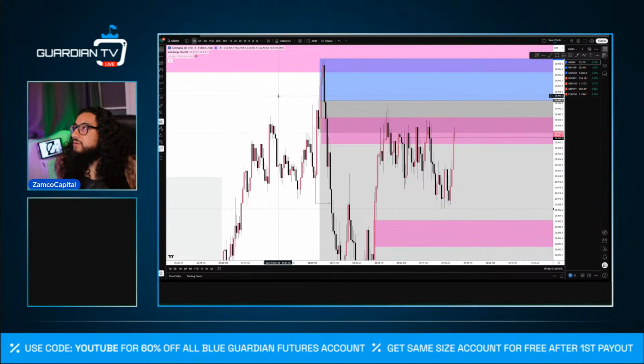Wait, you literally take one trade per day, boss, based on the 1% rule? No, I'm just restricted to 1% per trade. That doesn't mean I take one trade a day. I just risk 1% per trade that I take.